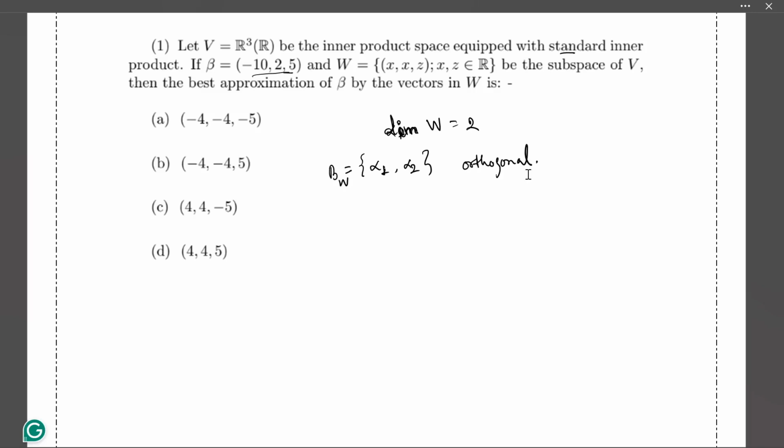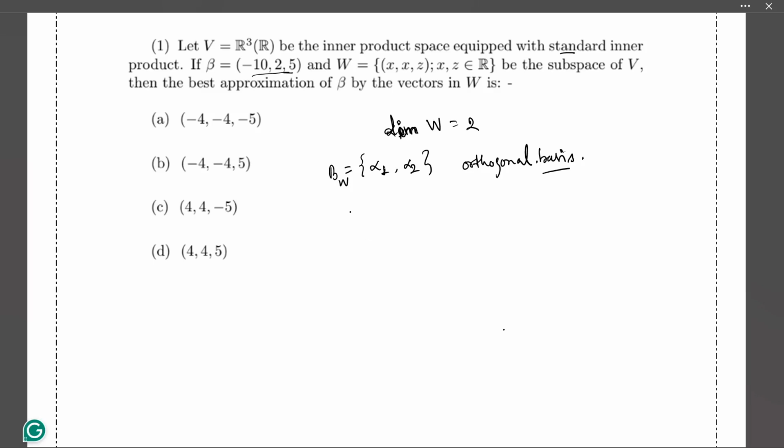Here we can find an orthogonal basis. Why? How? We had a process last week, the Gram-Schmidt orthogonalization process. So any basis can be transformed into an orthogonal basis. So we have an orthogonal basis for W, let's say alpha 1, alpha 2.